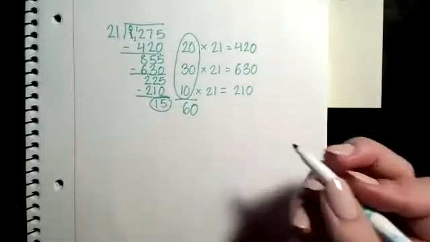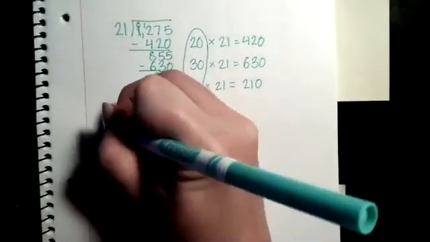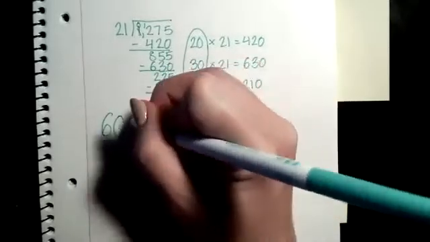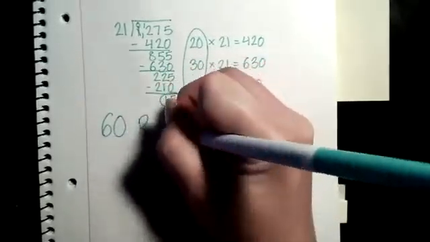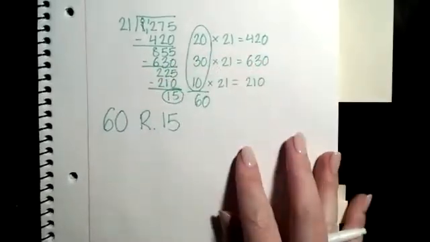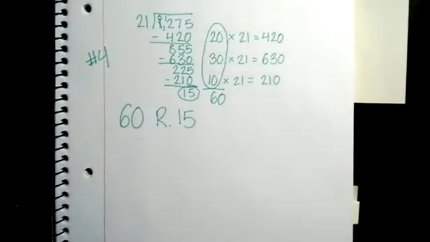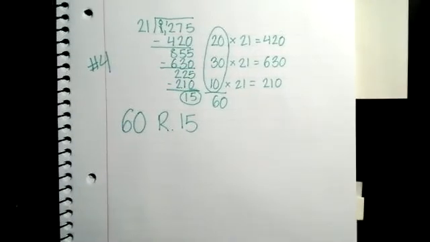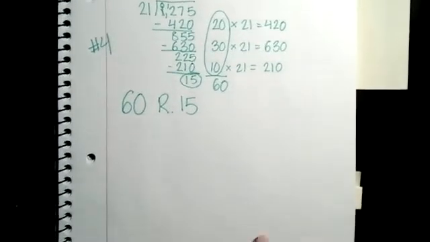So that is going to be 60 with a remainder of 15. I have 15 left over. I cannot forget that remainder. So that would be our fourth way of doing that. All right. Well, that's several different ways to approach the same type of problem. Okay, keep those in mind as you are working on these problems later.